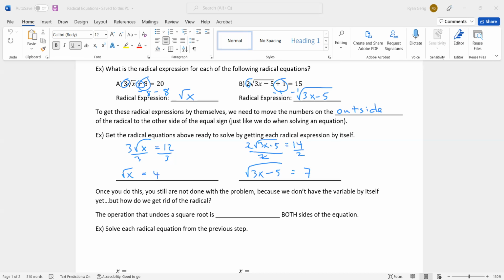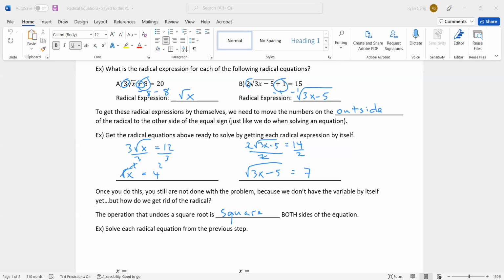Once you do this, you are still not done with the problem because we don't have the variable by itself yet. We have to get rid of the radical. How do we do that? Remember from lesson 1, the operation that undoes a square is a square root. Well, the opposite's also true. What operation undoes a square root is a squared term. It's to square both sides of the equation. So what we're going to do is we're going to square both sides of these equations. So I'm going to square this and square this.